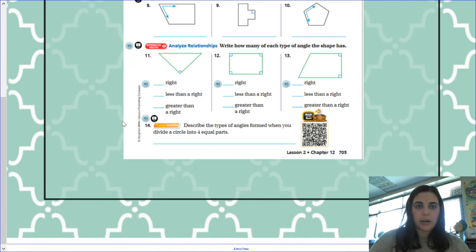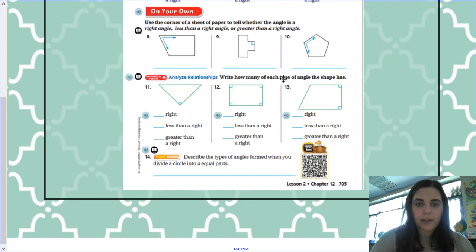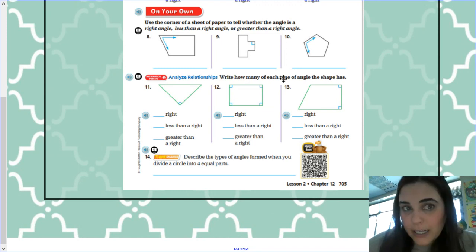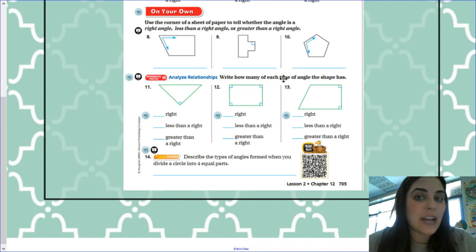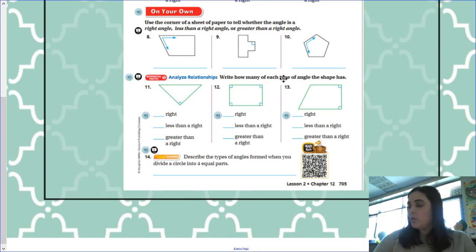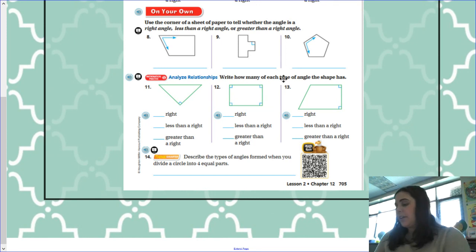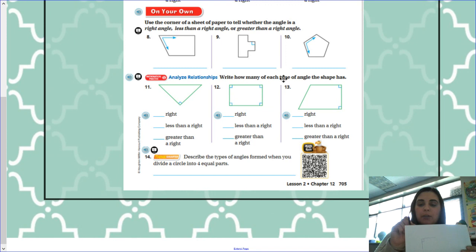Okay, moving on to number 8. Sorry, just a moment. Here we go. Okay, number 8. Use the corner of a sheet of paper to tell whether the angle is a right angle, less than, or greater than. You can use a piece of paper that you have, because the corner of a piece of paper is always going to be a right angle. So you can hold it up to your book and see if it matches, or you can use your straw.